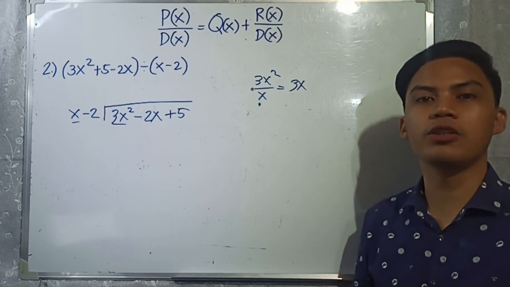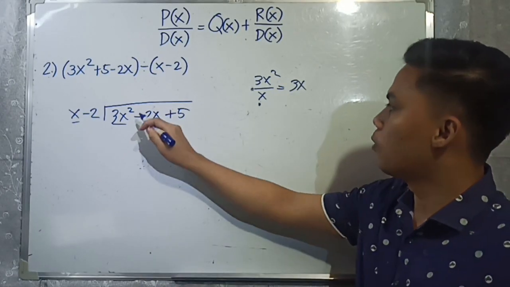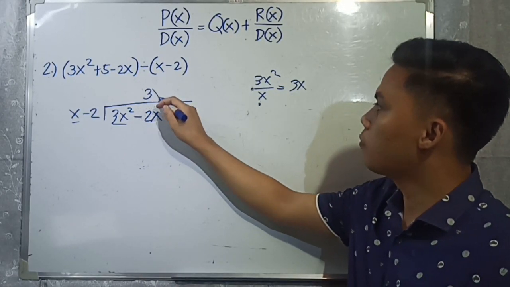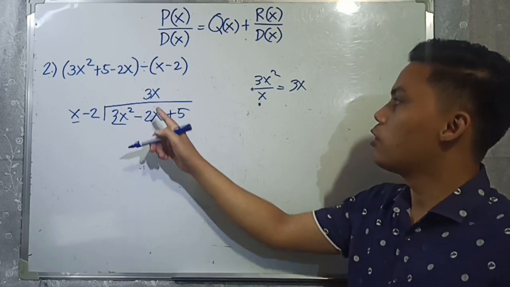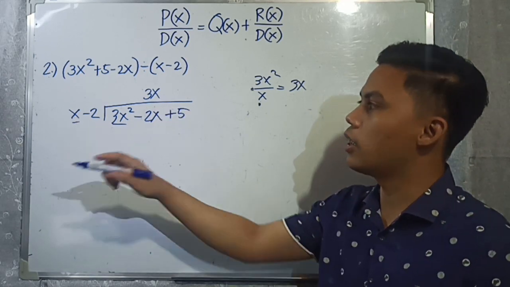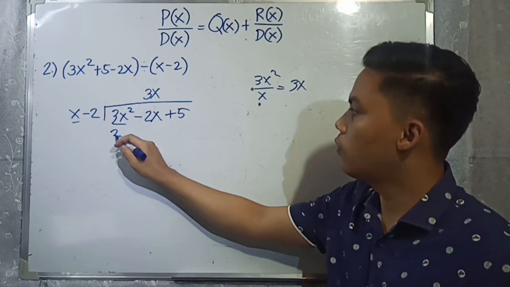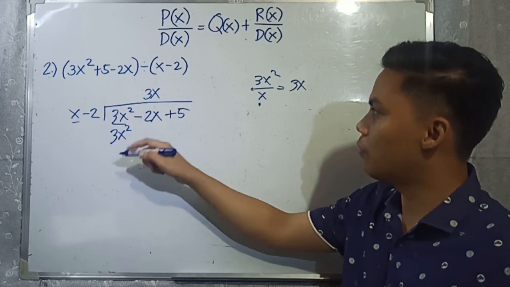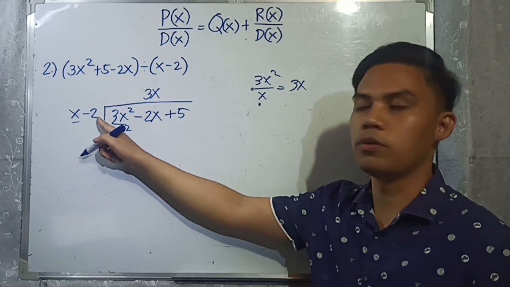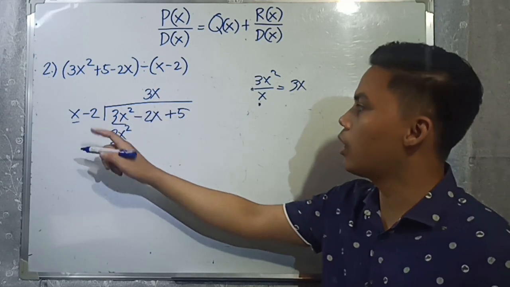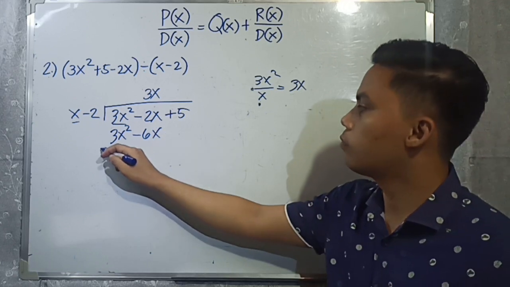At ilalagay natin ito sa kalinya ng second term natin. Okay. So, we're going to write here 3x. And after dividing, we're going to multiply. So, 3x times x, that is equal to 3x squared. So, 3x squared. After that one, i-multiply again natin si 3x by negative 2. Okay, so 3x times negative 2, that is equal to negative 6x.